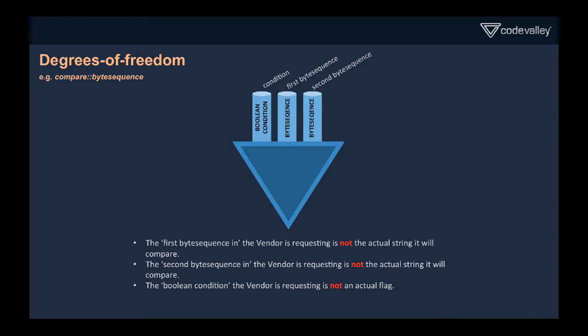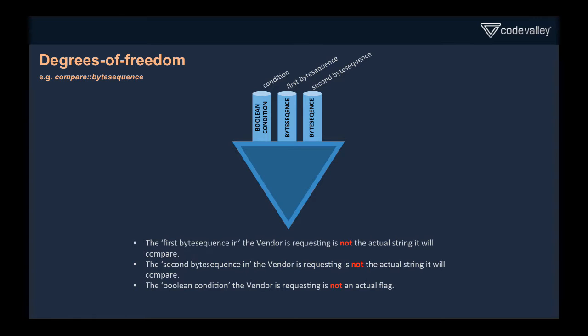So this is an example set of degrees of freedom, or DOFs, for a vendor called compare byte sequence. This vendor will design the code to compare two strings and register the true or false outcome of that comparison using a Boolean flag. Now you're probably thinking, that looks a lot like a library function, but put that thought on hold for a second. This first byte sequence the vendor is requesting is not the actual string it will compare, and this second byte sequence is not an actual string either.